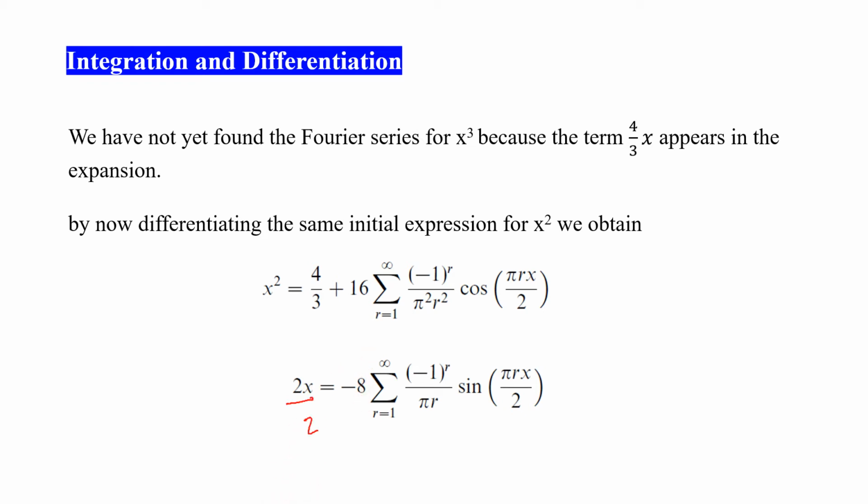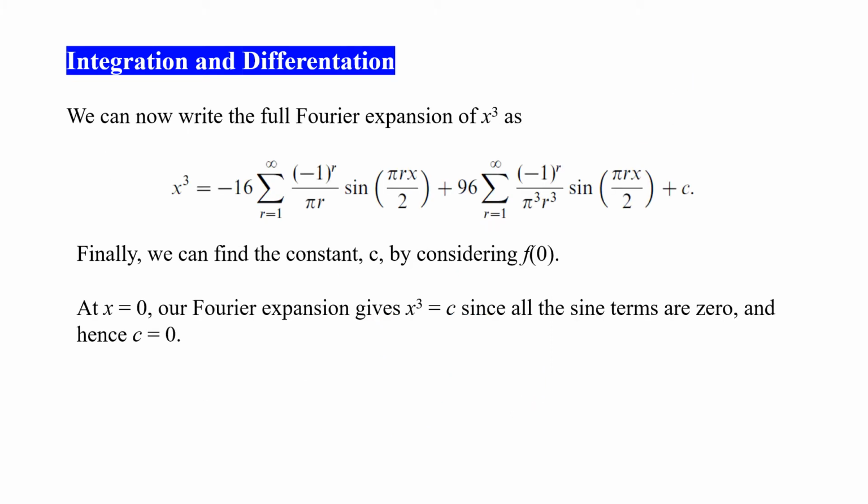So dividing this one by 2, both sides, you can get just an expression for your x. And this expression for your x is what we're going to use in this term here. So we can now write the full Fourier expansion of your x cubed as the following. So this one is your 4/3 x, and this one is just what we got earlier.